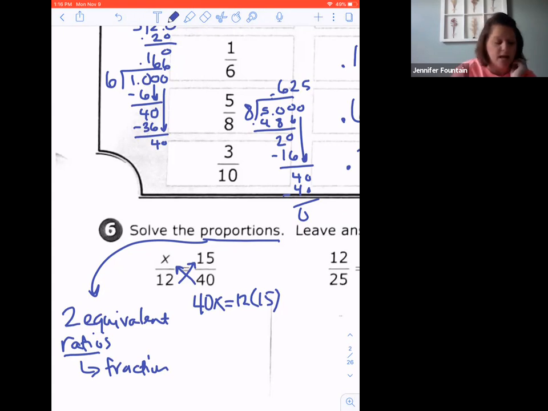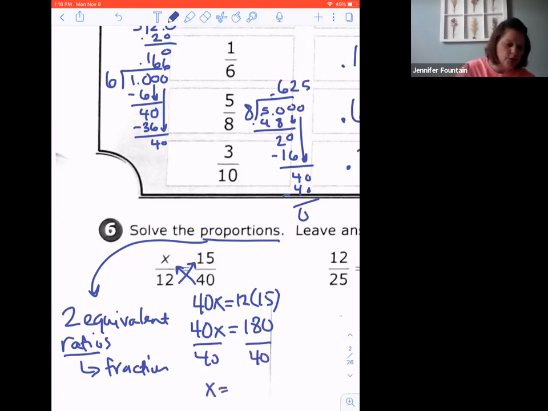Okay, so we multiply and we've got 12 times 15. And 12 times 15 is 180. So we have 40x is equal to 180. Remember, when I'm solving for a variable, I look to see what operation is going on so I can undo it. So I have 40 times x, so the opposite of that would be division. So I would divide by 40 because I want x to be by himself.